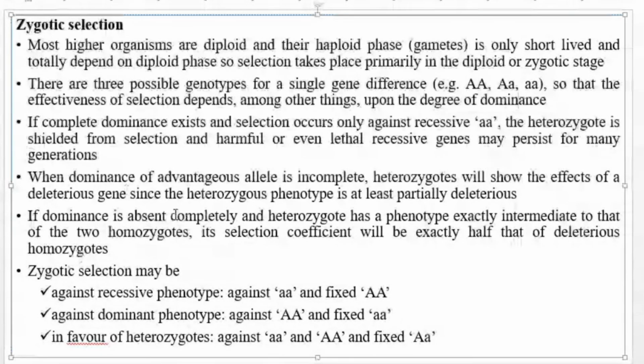यदि चाहिँ dominance completely absent भयो भने के हुन्छ भन्दा heterozygous ले कस्तो show गर्छ भन्दा in between of this dominant homozygous and recessive homozygous को in between expression गर्छ heterozygous. So intermediate phenotypes. So its selection coefficient will be exactly half that of the deleterious homozygotes. So heterozygous को चाहिँ selection के हुन्छ भन्दा 1/2 of dominant and recessive homozygous. So diagnostic selection may again be against the recessive phenotype, that is against aa, गर्यो भने it will fix the dominant allele AA.